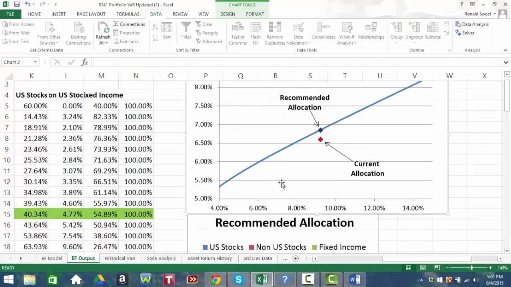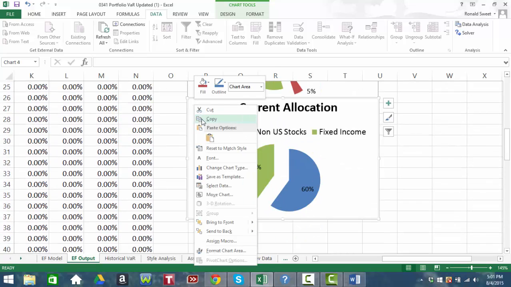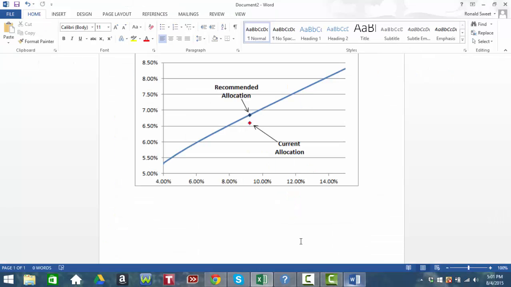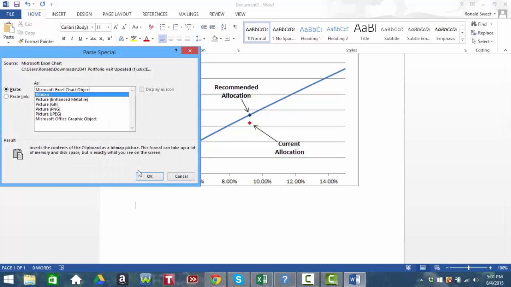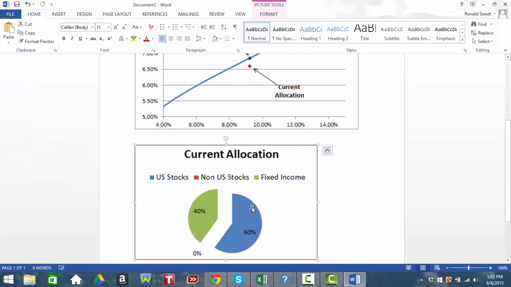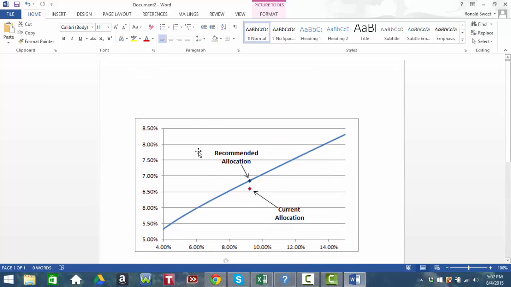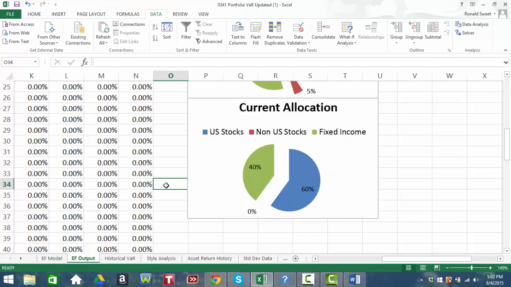You can do the same thing with these allocation pie charts. I can bring the current allocation over. Paste special, bitmap. You can do the same thing with your recommended allocation and resize them however you want to. So it's very easy to get the graphs in using the copy function. And you notice the copy function even brings in your text boxes. So pretty easy to do.